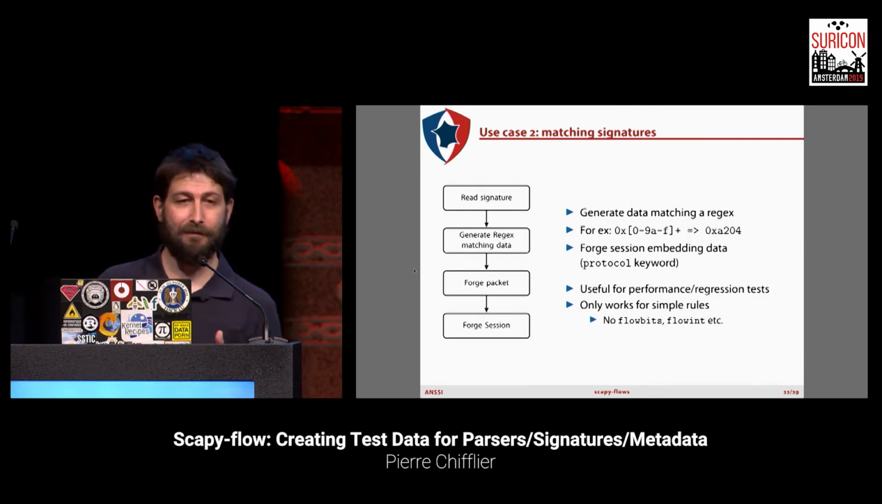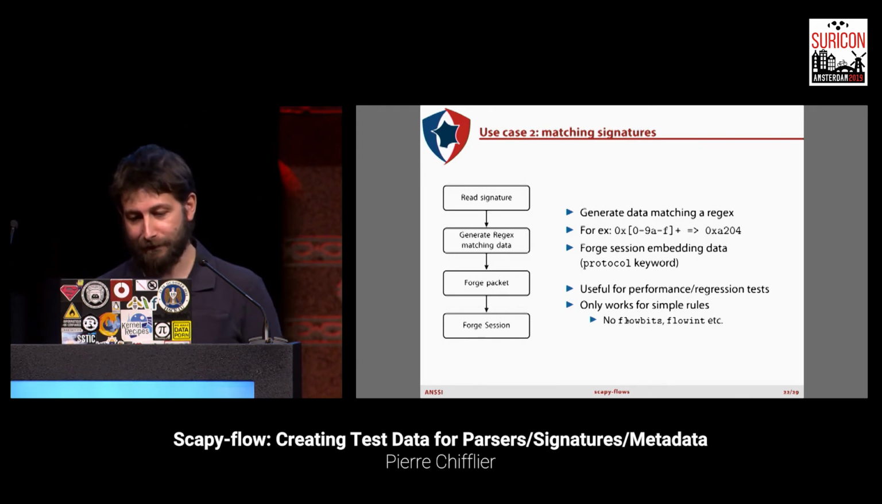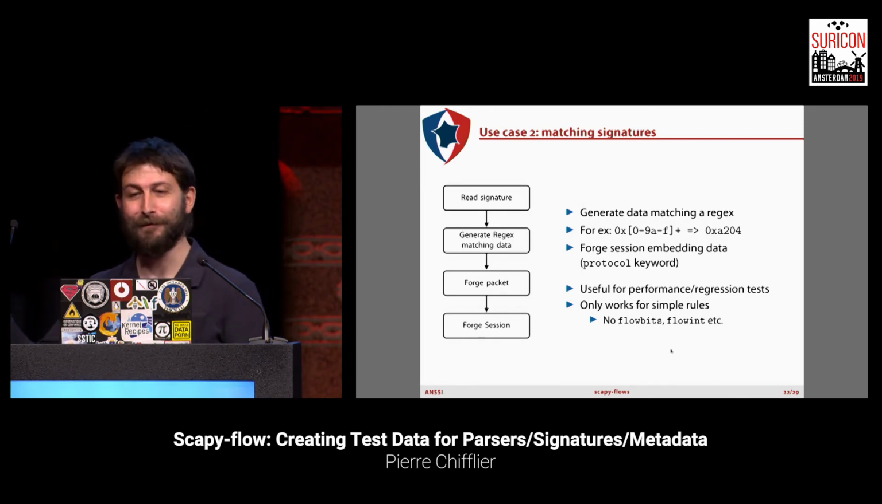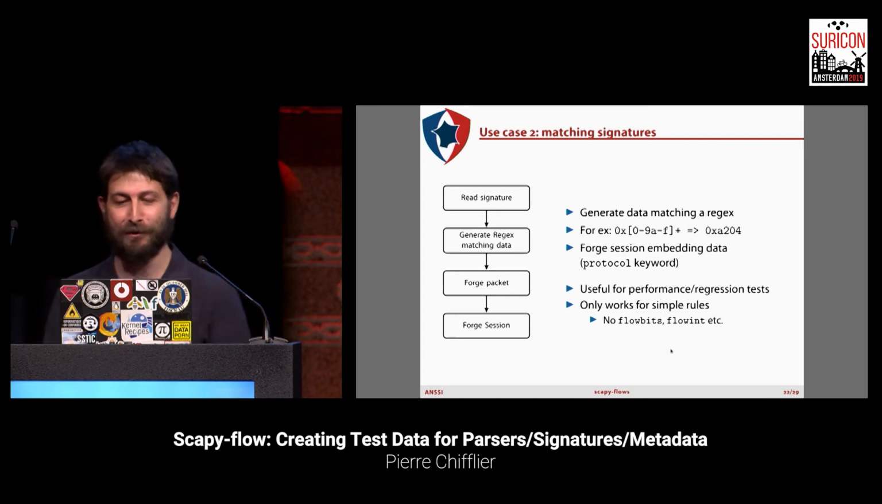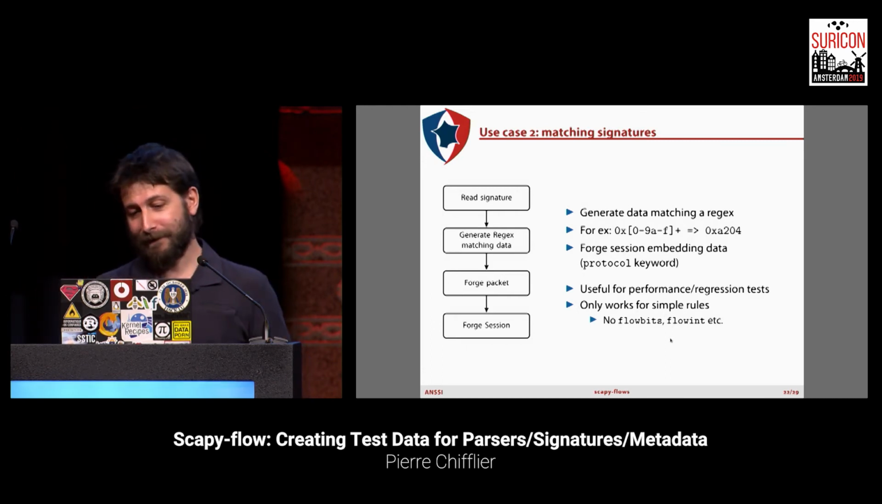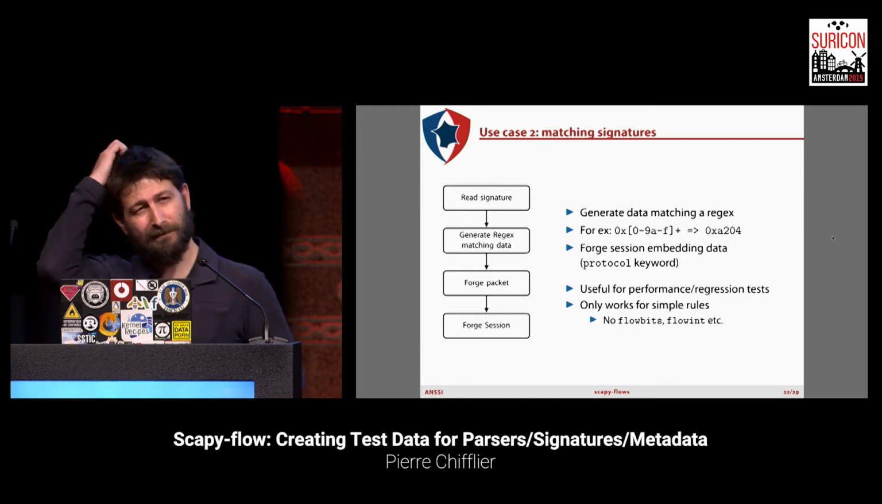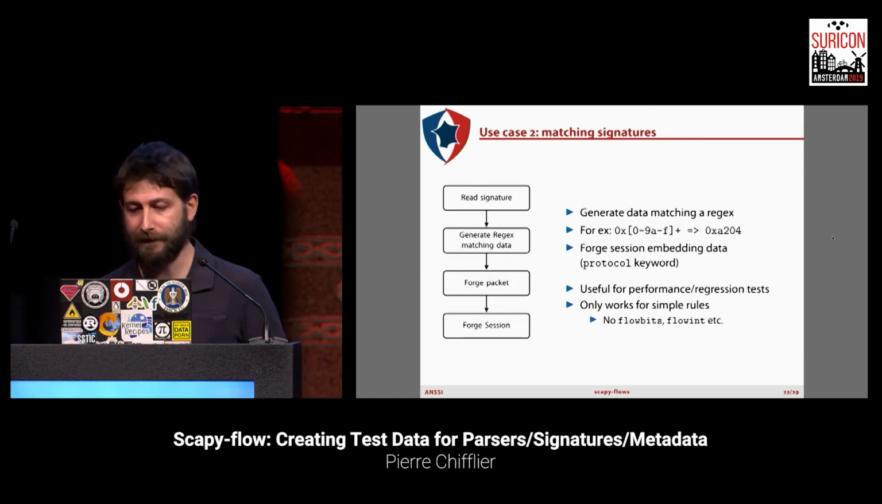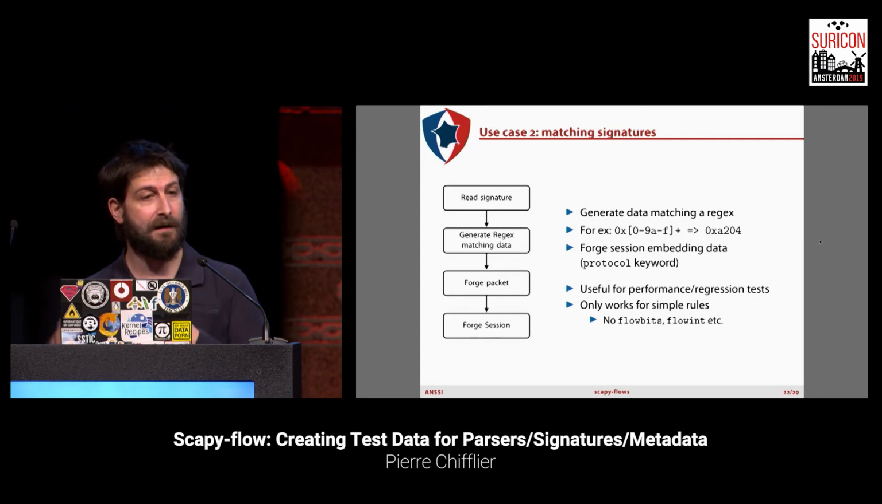It seems simple unless you discover the flow bit, flow int, and so on states, and then it becomes much more complicated. But using that, you can generate data for something like 70% of the ET Pro rule set quite easily. I used that, for example, to test performance and see if adding a new signature takes time or not when you update your rule set.